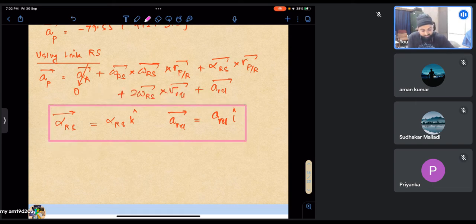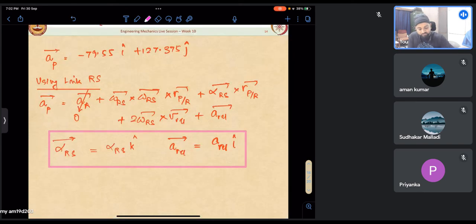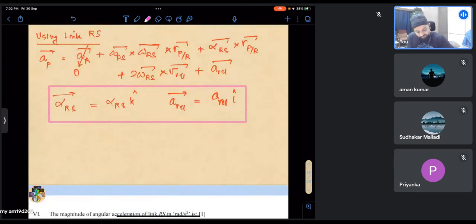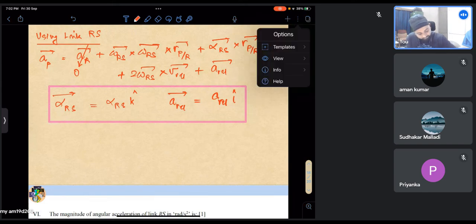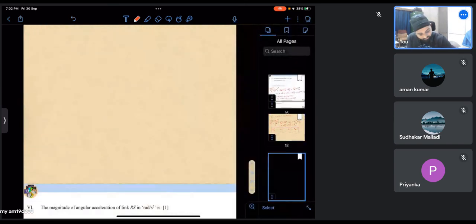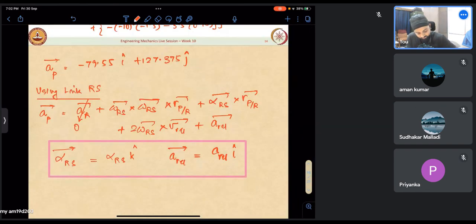And the rest of the things are known. So naturally, we have I, J. We can group them, get two equations and solve for these two. That is the key here. So let us do that. Here, add another page here. So we have this.